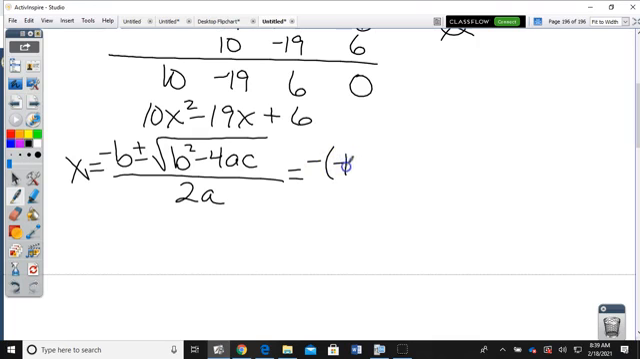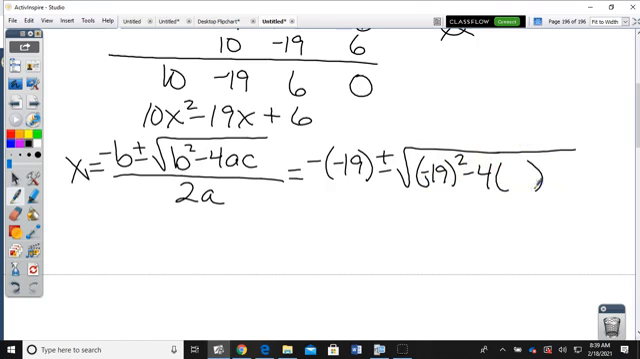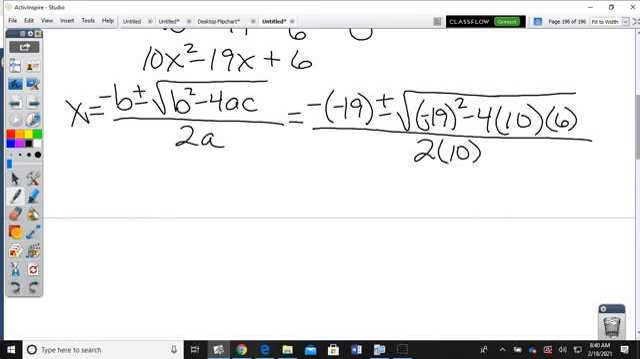-19 plus the square root of negative 19 squared minus 4 times A. A is 10 and C is 6. All over 2 times A, again, is 10. So you can stick all that in your calculator if you want to, because pretty sure we're getting a nice rational answer. You just have to do it twice.